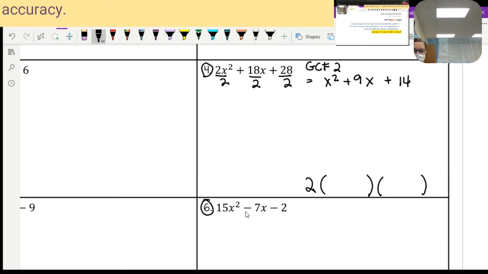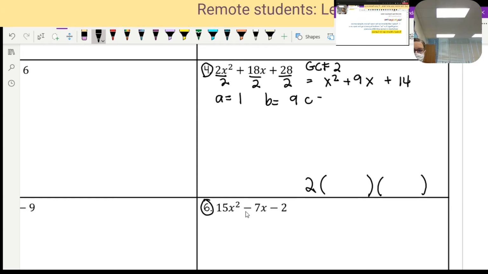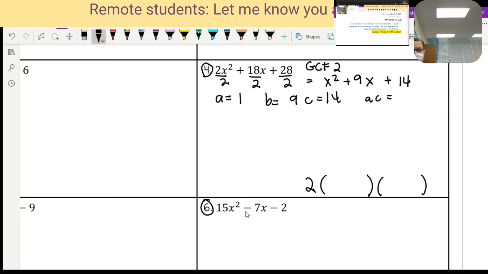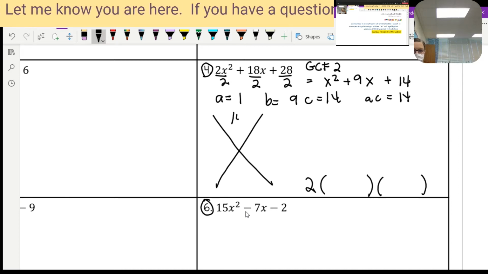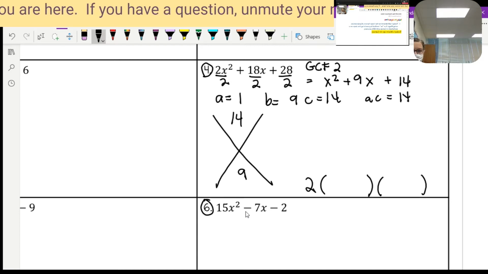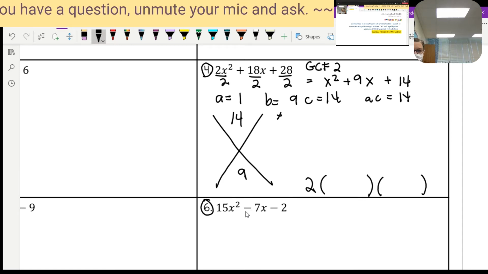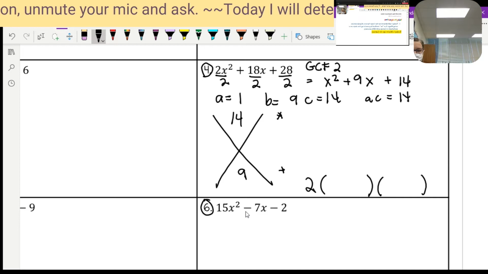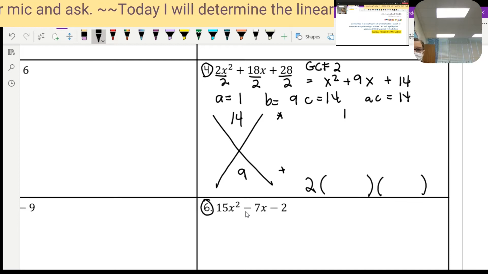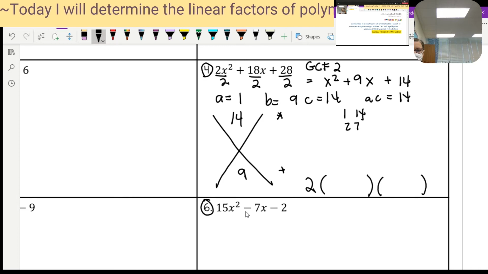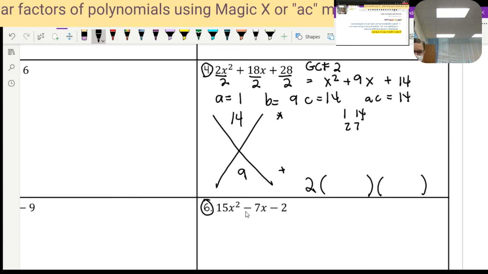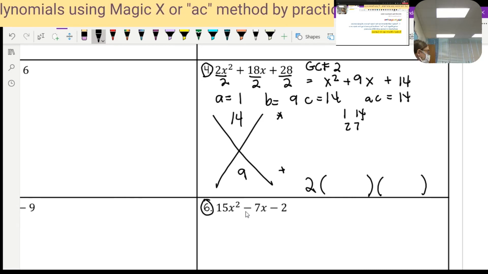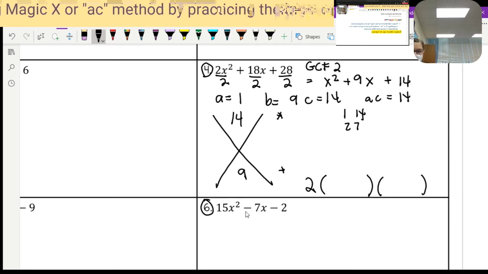Okay, so now let's start by identifying again. A equals 1, B equals 9, C equals 14, and AC equals 14. So do our X, we have 14 on top, 9 on the bottom, and then we look for something that multiplies and something that adds or subtracts to get 9. So we have 1 and 14 and 2 and 7. And I think that's all the factors of 14. So we have, we can't get 9 out of 1 and 14, but we can add 2 and 7.